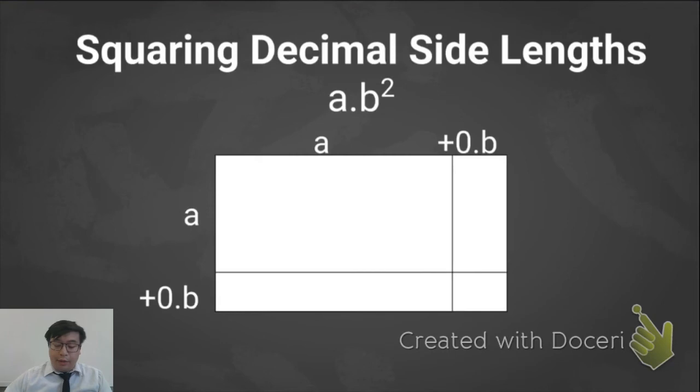Okay. So in conclusion, if I want to find the area of a square whose side lengths are decimals, I can partition the side length into its whole number parts and its decimal parts.